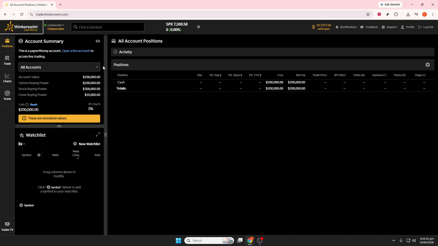Before placing any trade, make sure your account is funded and approved for the type of product you want to trade. That could include stocks, options, futures, or Forex. This is important because some products require specific permissions before you can place orders.